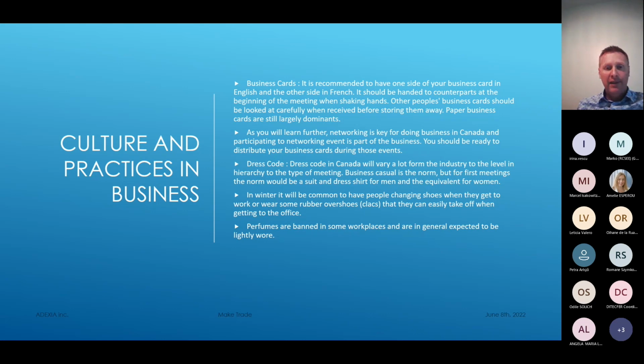Perfumes are banned in some workplaces, and in any case, the expectation is for it to be very light. Again, it's just what makes sense, but there is some sensitivity to it, and allergies in general in Canada are pretty developed. There is a high percentage of people with food allergy and with perfume allergy as well, apparently. So just refrain from being overly perfumed.